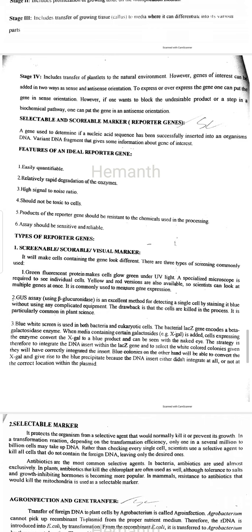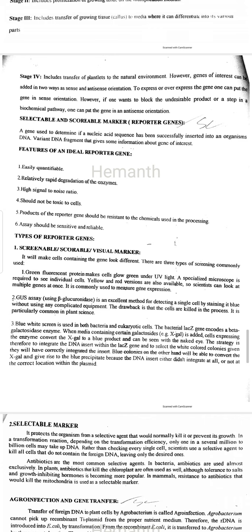And the GUS assay, using beta glucuronidase, is an excellent method for detecting a single cell by staining it blue without using any complicated equipment. The drawback is that the cells are killed in the process. It is particularly common in plant science.